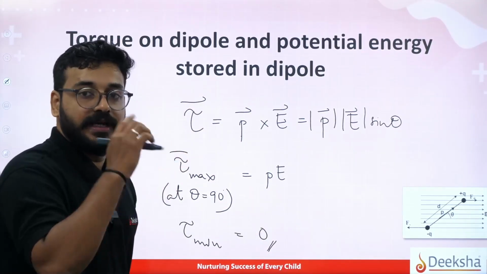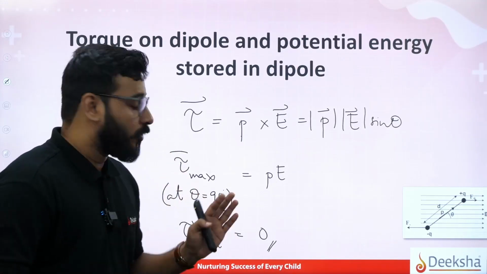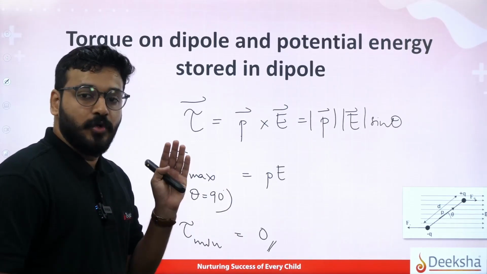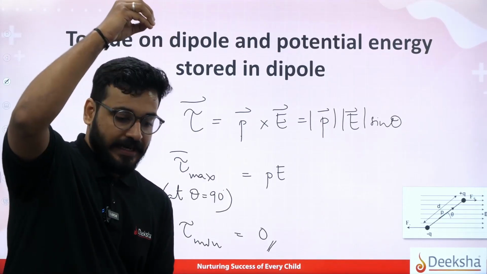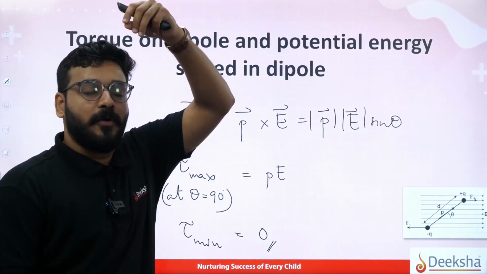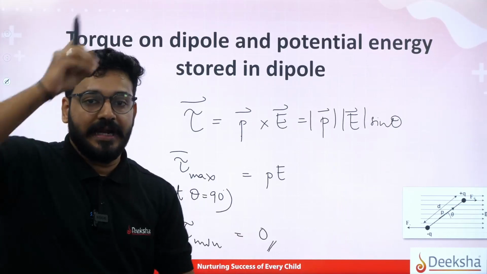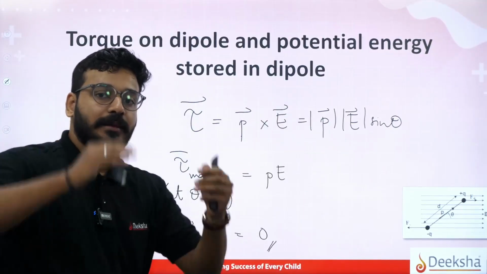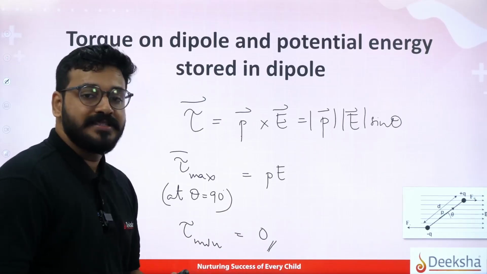So it will be sin 0, sin 180. So now there is no negative concept. One thing you should keep in mind: in case of torque there is no negative, because even if the dipole is like this, positive up, negative down, it will align normally. And if the positive is down, negative is up, even then it will align normally. So there is no negative thing in torque. It's only maximum and minimum. Maximum will be P into E, minimum is 0.